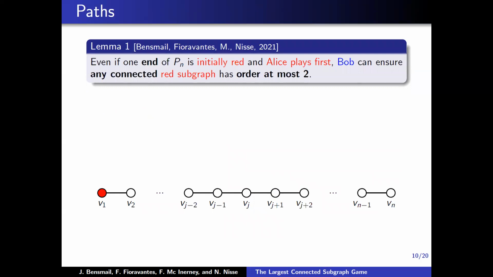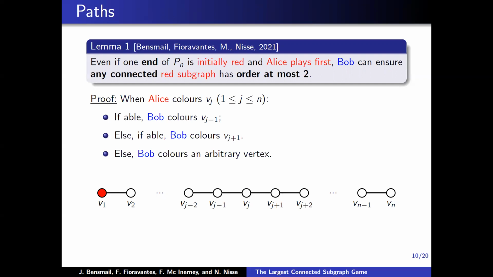So we have multiple lemmas to be able to prove this. The first one says that even if initially one of the ends of the path is red and Alice plays first, then Bob can still ensure that any connected red subgraph has order at most 2. So the idea is that when Alice covers Vj, Bob will cover Vj minus 1 if he's able to. And if he's not able to, then he'll cover Vj plus 1. And otherwise, he covers any arbitrary vertex.